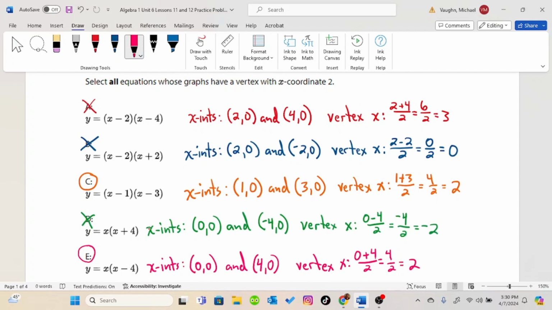If you have any question about how to find x-intercepts and the x-coordinate of the vertex, please use class time to ask for further clarification.